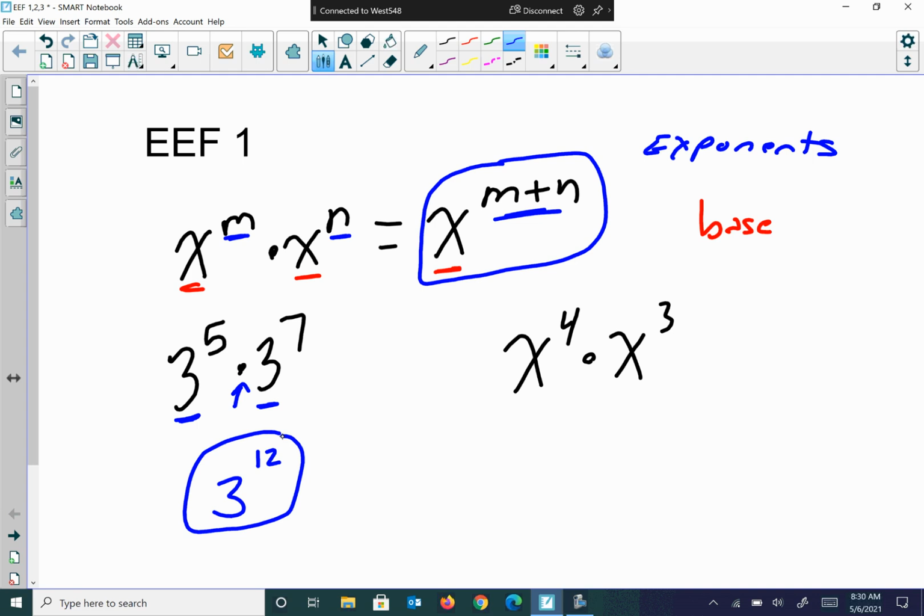Oh, that's a great question. Why is it not 9? Why didn't I multiply? I really like that question. Okay, so let's try and answer that. So 3 times 3 is 3 squared, agreed? Which is also 9, right? So 3 to the second and 3 to the second is 3 to the fourth.